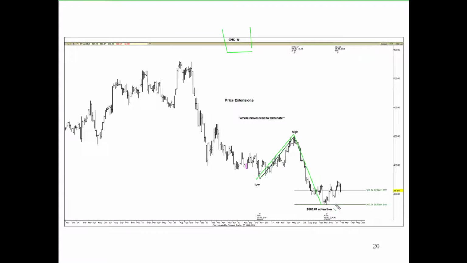So this is a pretty old example. I think we saw a much bigger rally from that extension. And let's see, so 262.71 was the 1618 extension, and the actual low is 263. So, not perfect, but you can't expect it to be perfect. As long as it's close, you can trade against it.